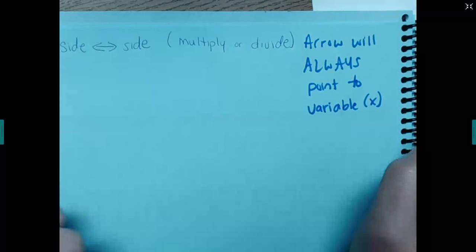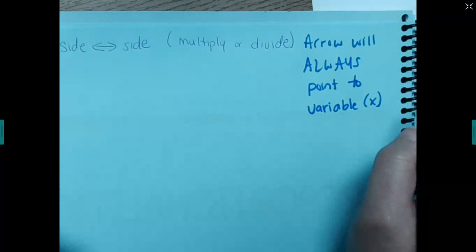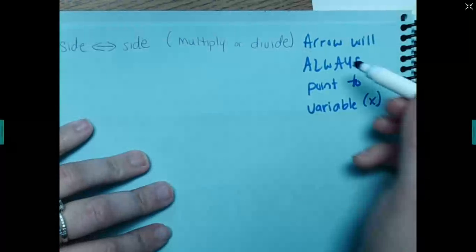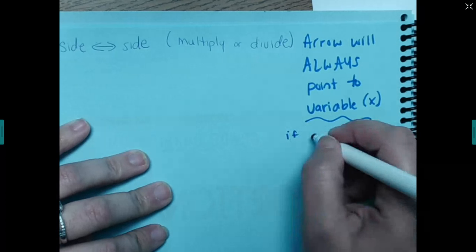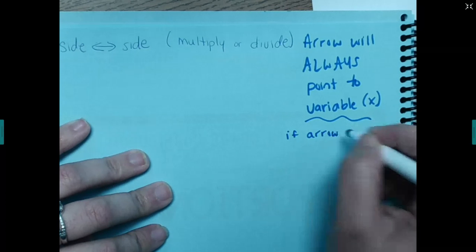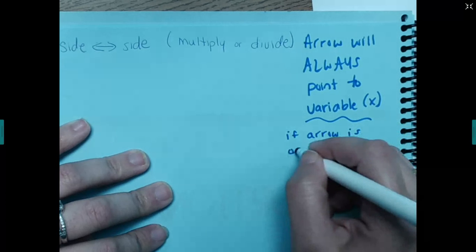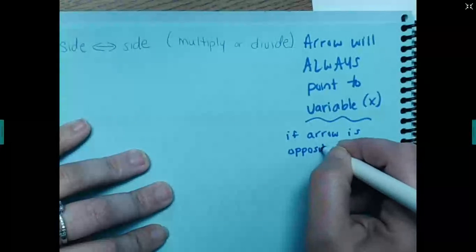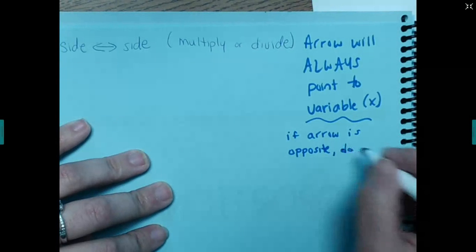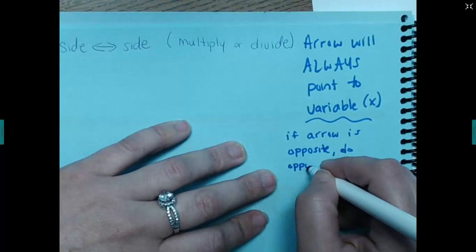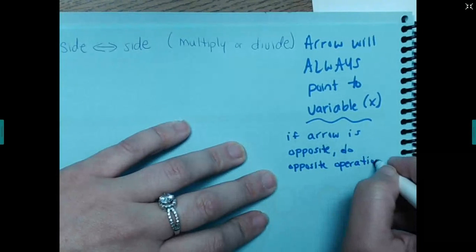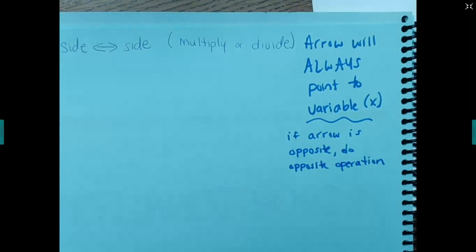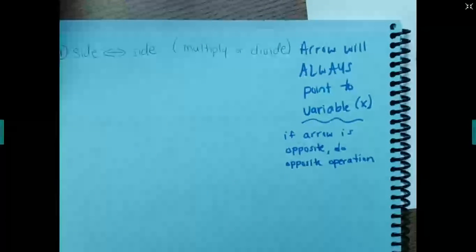Remember I said that we were using proportions for predictions. We're predicting how much time something's going to happen. Arrow always points to the variable. Okay, if your arrow is opposite, which again this will make sense in a minute, just write it down. If your arrow is opposite, you'll do the opposite operation. And I know that makes no sense right now. It's okay. We're going to get there.